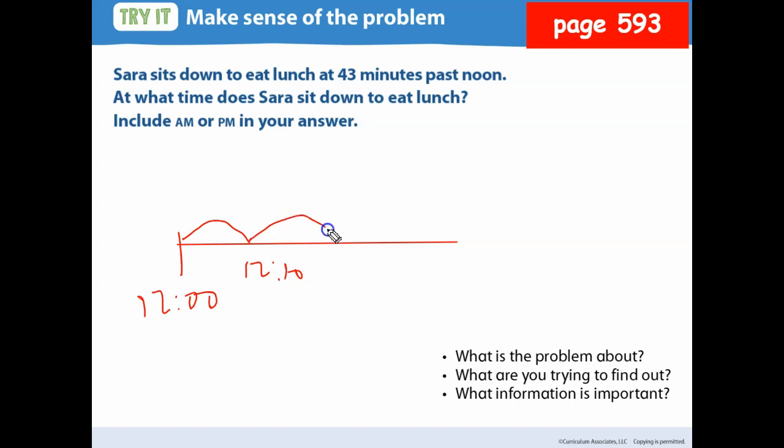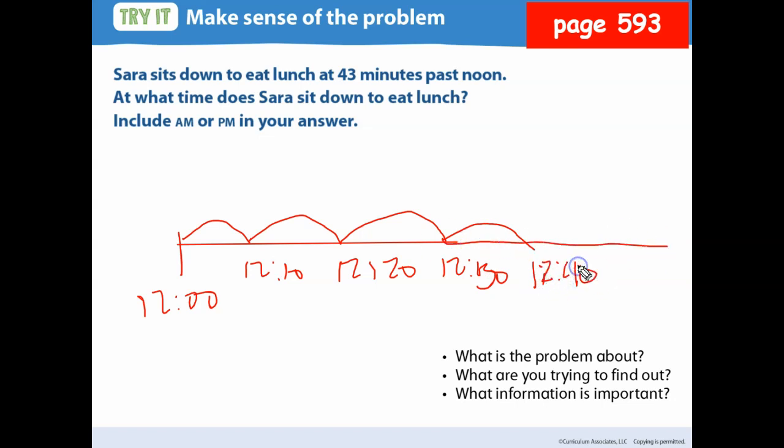12:10. Another 10 minutes? 12:20. Another 10 minutes? 12:30. And another 10 minutes? 12:40. Can I do another 10 minutes or can I just do 5? Can I do 5 more minutes? No, because it's 43. So now instead of 5 minutes, my little hill is going to be how much? 1 minute. So I'm going to do 1 more minute.